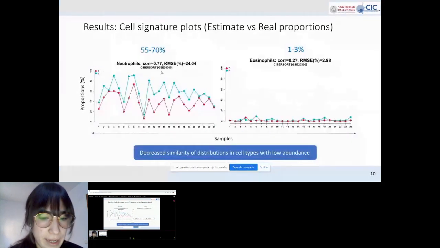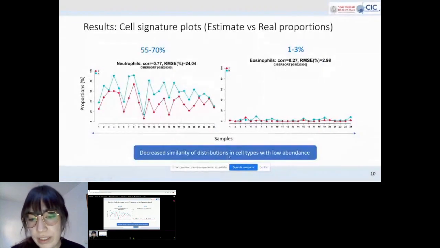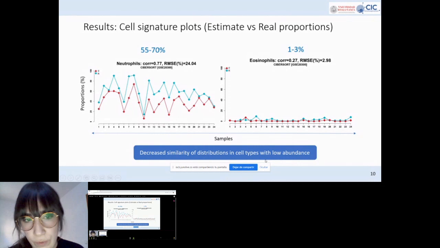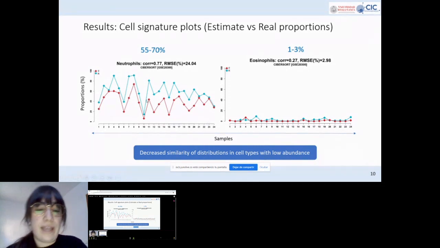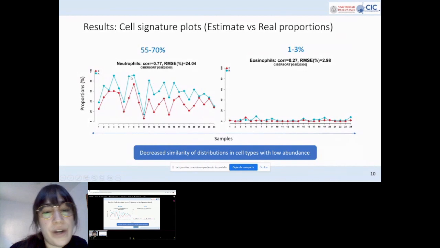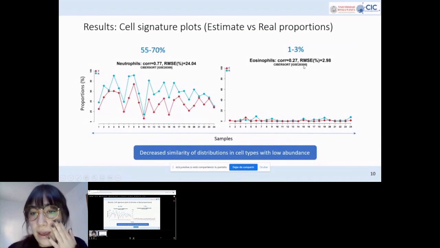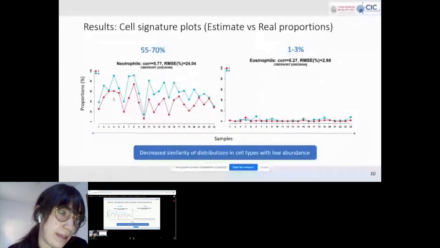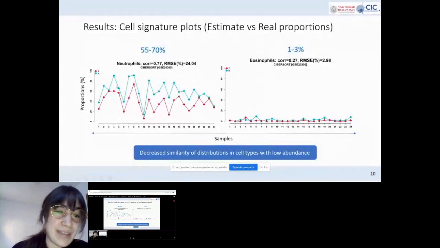We also observed that the similarity between the distribution of the real cell types and the estimated cell types decreased with low abundance. For example, neutrophils are usually in the blood at 55 to 70%, but eosinophils are between 1 to 3%. And we can see that the distribution of real cell types and estimated cell types was more similar in the case of neutrophils than eosinophils.